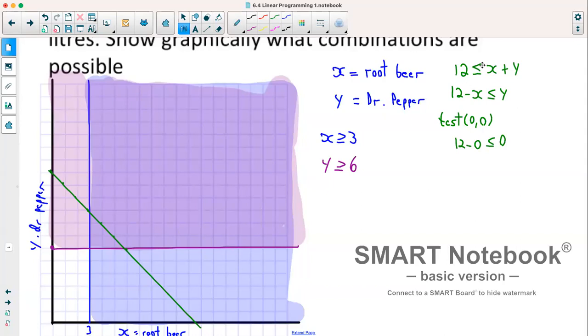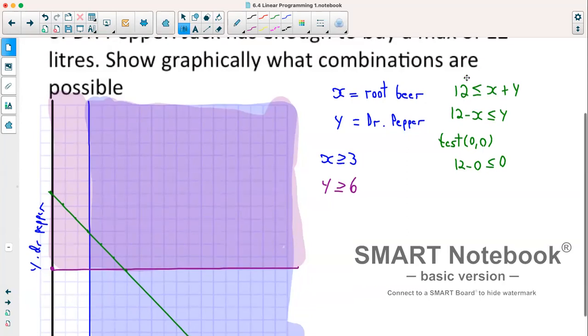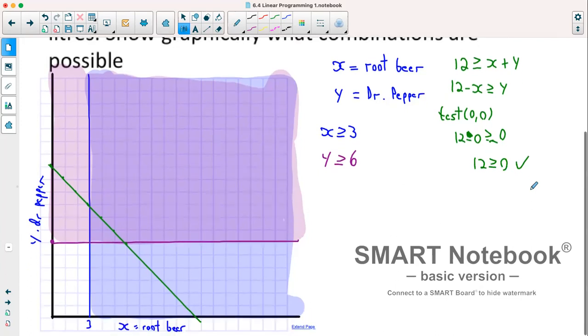Now I do realize I made a slight mistake earlier on because earlier at x plus y is equal or less than 12, which would mean that these add up to be more than 12, which means I put that inequality in the wrong direction. So we'll just go back and change the direction of those inequalities. So we've got 12 is equal or greater than 0, which is correct. So therefore, test point of 0, 0 would be part of our solution.